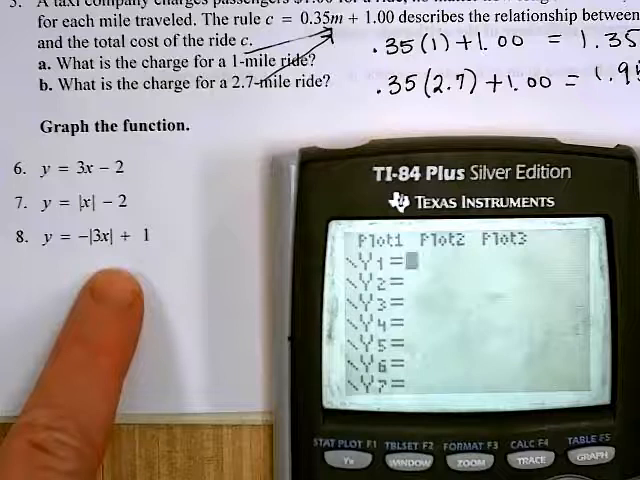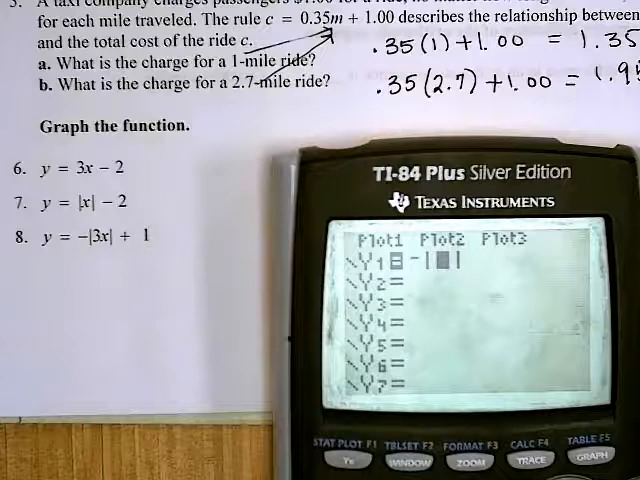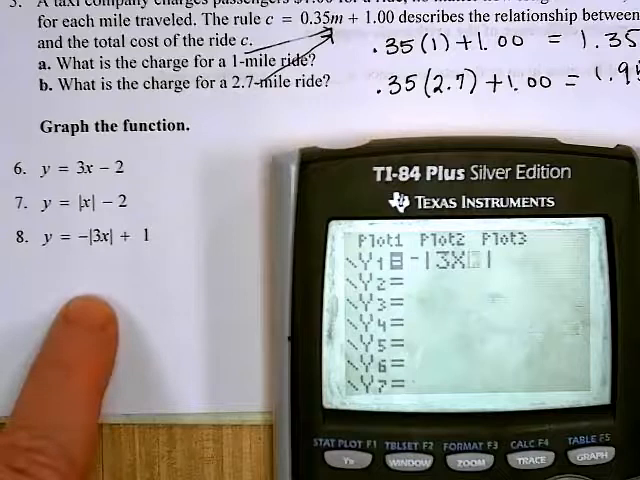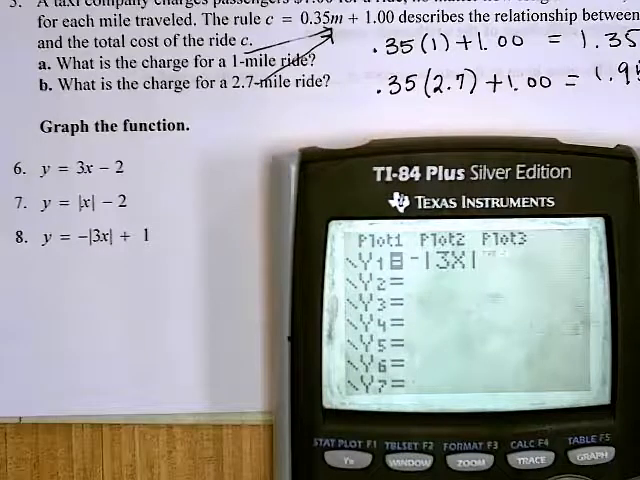Clear this out. Negative absolute value. So you put a negative sign, and then you put your absolute value bars in. And what do you put inside the absolute value bars? 3x. And then outside the absolute value bars, you put +1. I wonder what that negative is going to cause this thing to do. What do y'all think? You got negative, right?